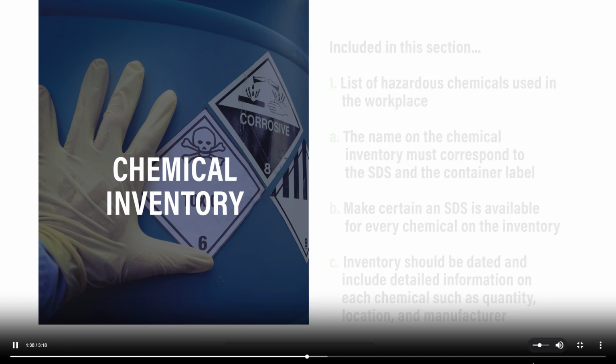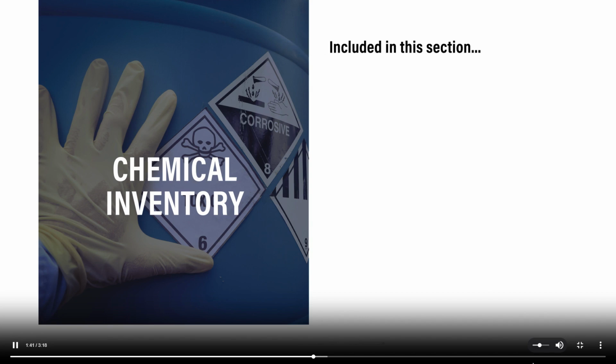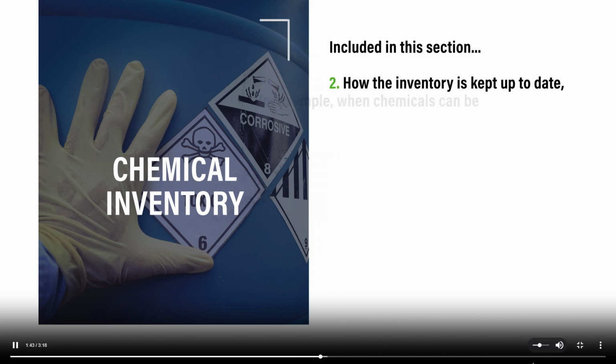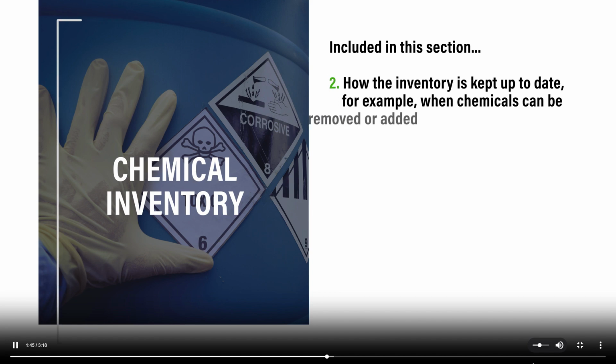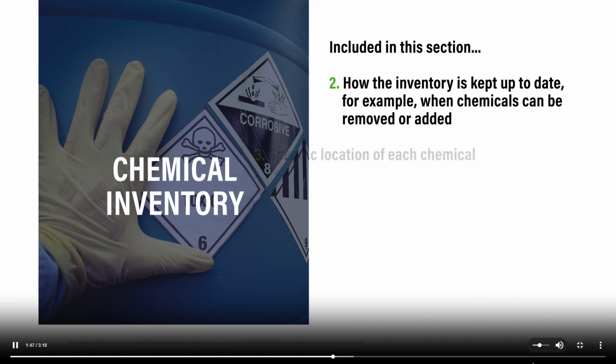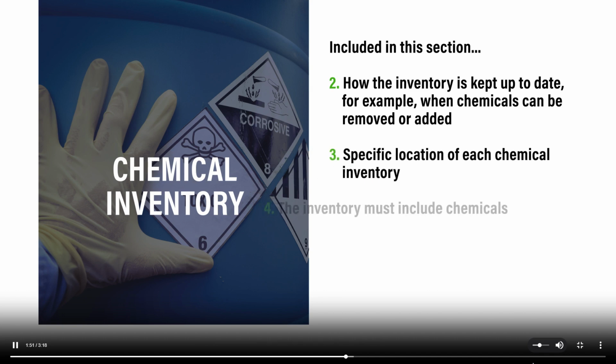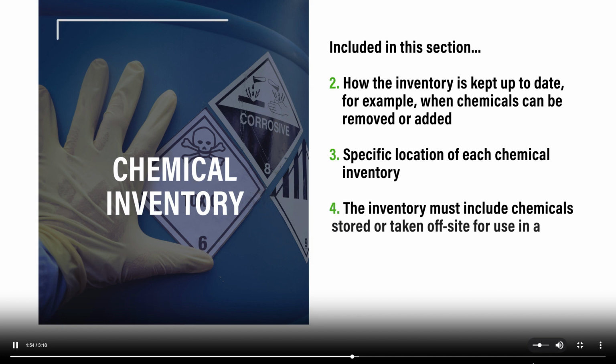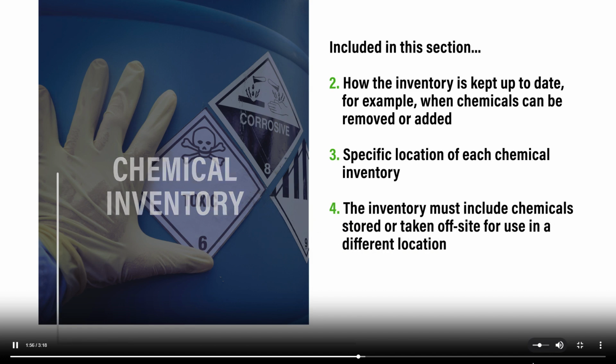The chemical inventory section of the written program also must include how the inventory is kept up to date, for example, when chemicals can be removed or added. It must also contain the specific location of each chemical inventory, and the inventory must include chemicals stored or taken off-site for use in a different location.